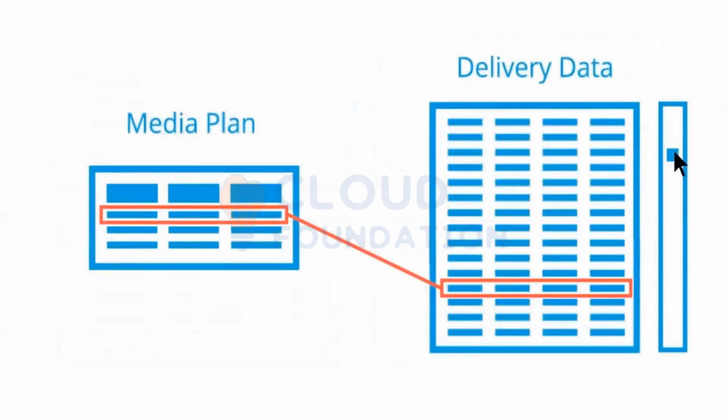So ideally, how it used to happen previously is people used to manually check the delivery data and the media plan, and they used to manually figure out how this media plan got delivered. So that was pure manual. This was pure manual stuff that used to happen, and you manually cross-match your data.